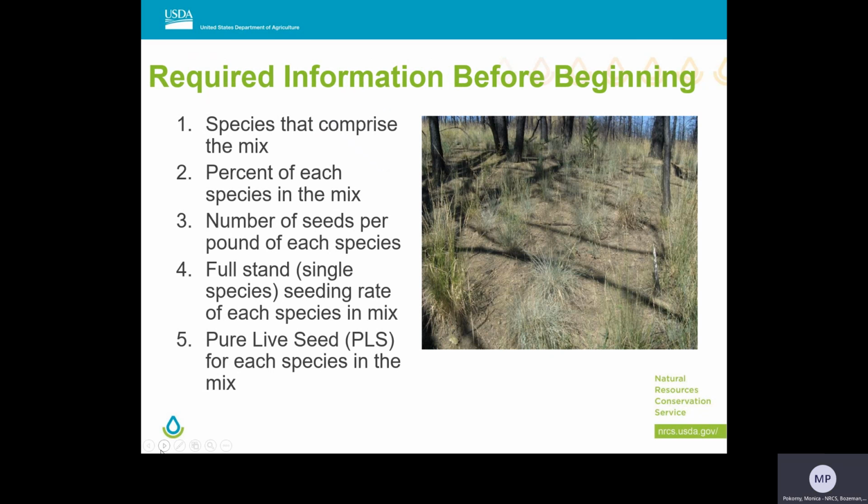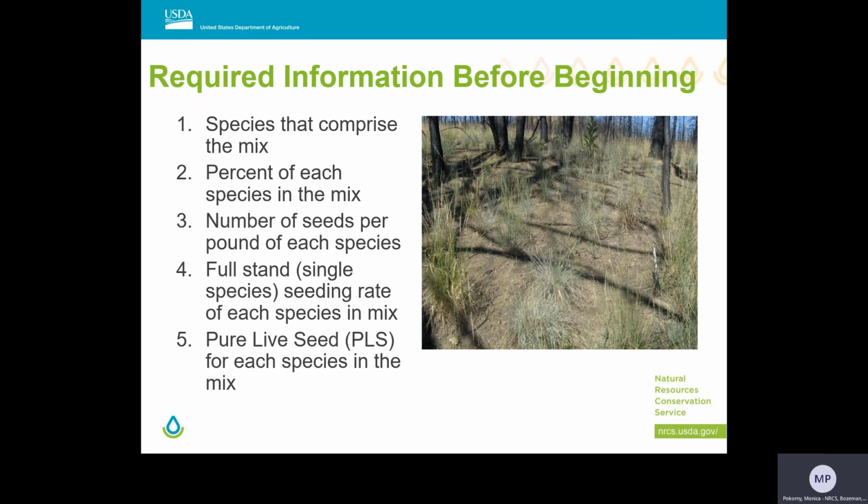Before we start discussing those 5 common calculations, let's discuss some basic information that you're going to need before beginning seeding calculations. First of all, we need to know what species are going to be included in the mix. That's typically determined during the planning phase of a seeding when you're developing the seed mix, and you can look at webinars 1 and 2 for more information on that. Basically, we want to select species that are well adapted to the site and provide the needed conservation function.